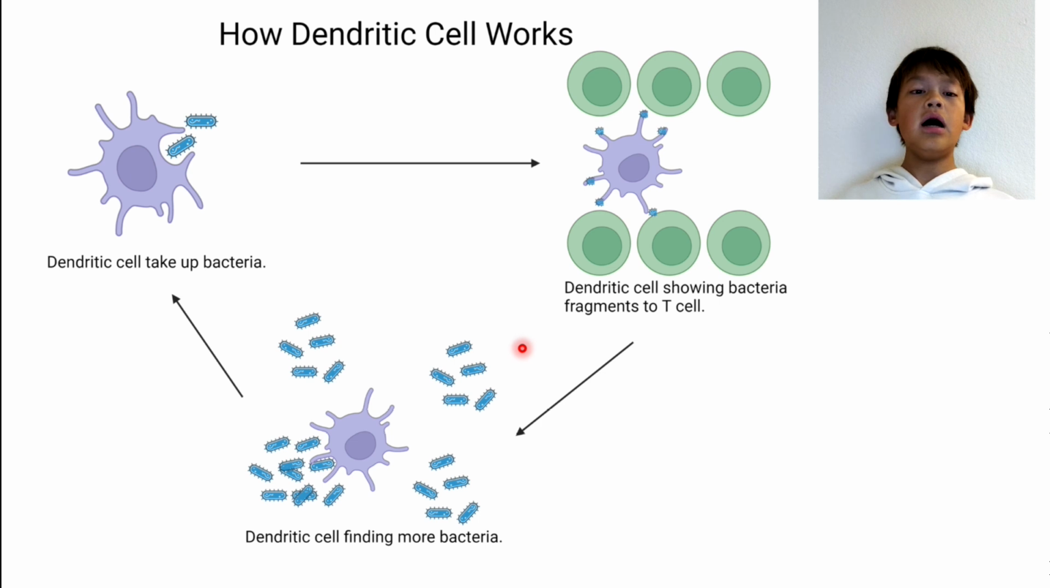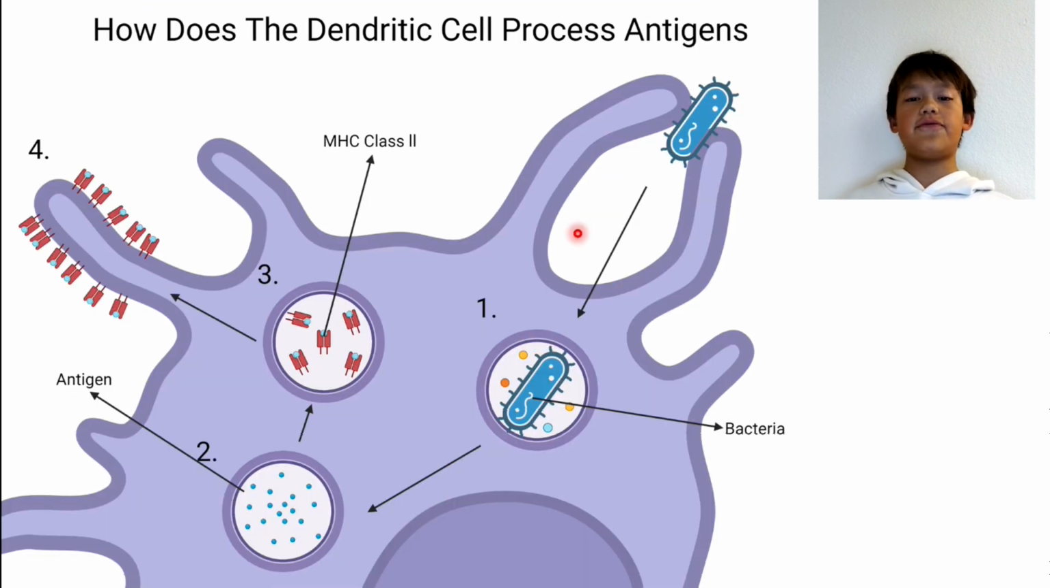The dendritic cell processes antigens in 4 main steps. First, the antigen will be grabbed and then taken up using endocytosis and put inside the dendritic cell. Second, after the bacteria are taken up, special enzymes will break down the bacteria and turn them into antigen fragments. Step 3. The dendritic cell will use special molecules called MHC class I or MHC class II to present the broken down antigens. Finally, step 4. The dendritic cell will present the MHC class I or II on its dendrites to activate specific T cells.